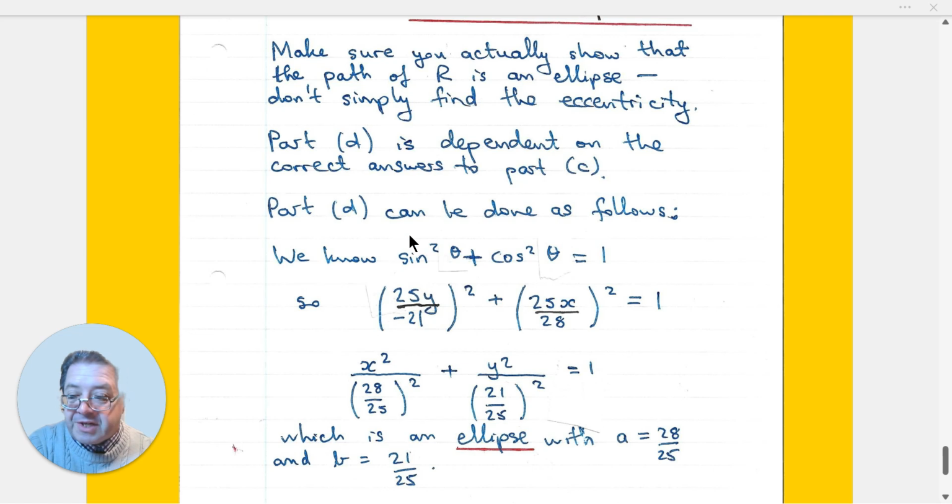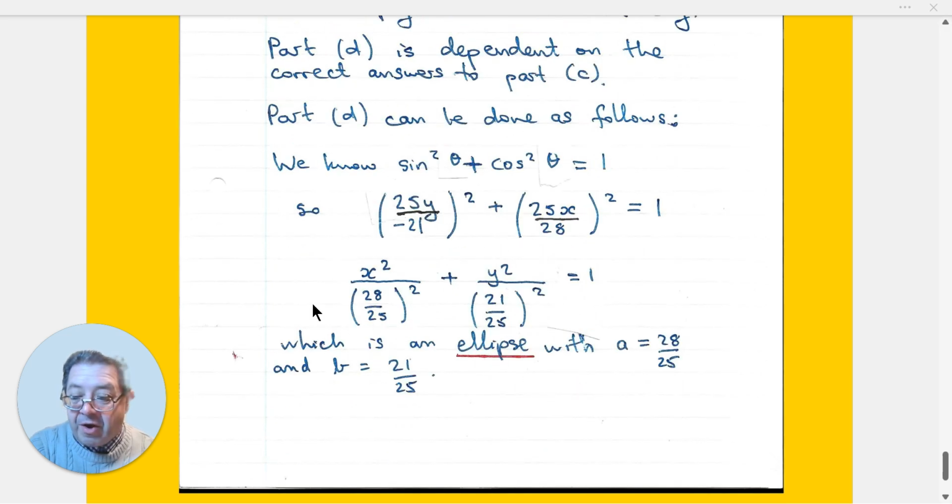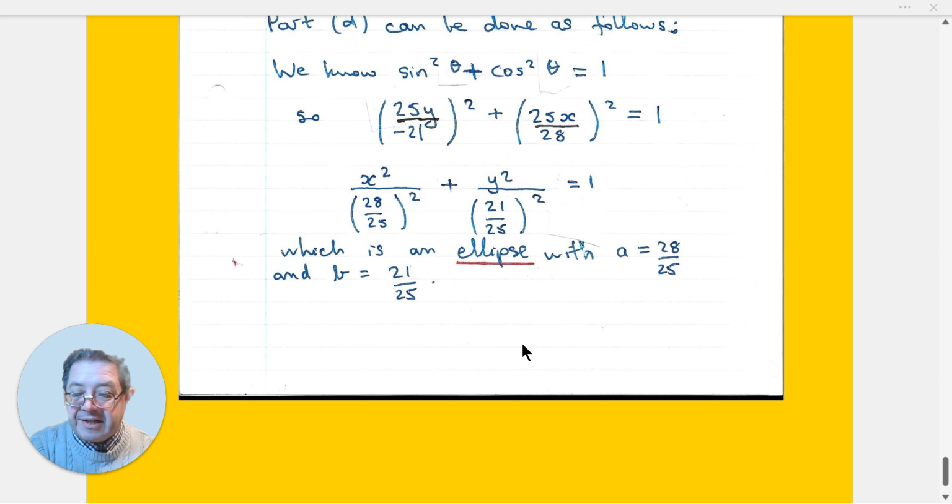You could also do part D, instead of using the parametric equations, by eliminating theta. We know sine squared theta plus cos squared theta equals 1. Rearranging the equations of R, that will give us 25y over minus 21 squared, add 25x over 28 squared equals 1, which is the Cartesian equation of an ellipse, once again with a squared being 28 over 25 squared and b squared being 21 over 25 squared, which is again an ellipse.